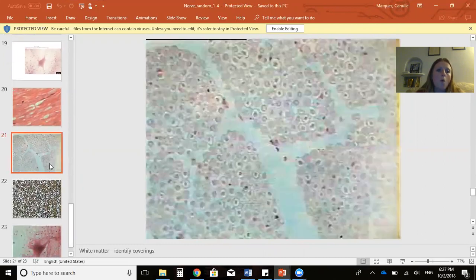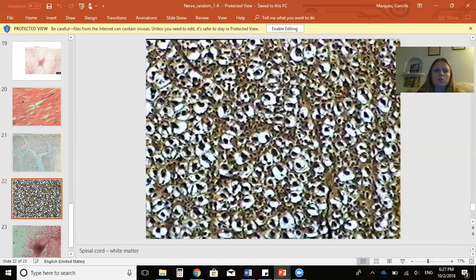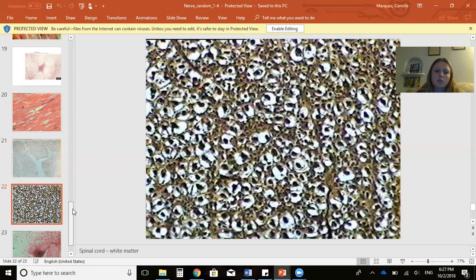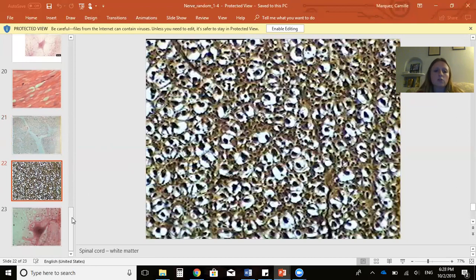But with peripheral nerve, you're going to see these fascicles, almost like we do in skeletal muscle, where it's just bundles of them. So we see the fascicles, and this is peripheral, whereas with just the white matter in the spinal cord, we don't see those bundles. So that's a tip they gave us for telling nervous tissue versus peripheral nerve.